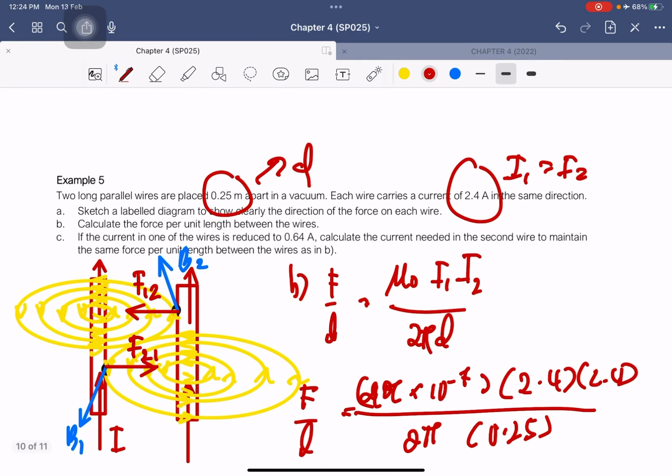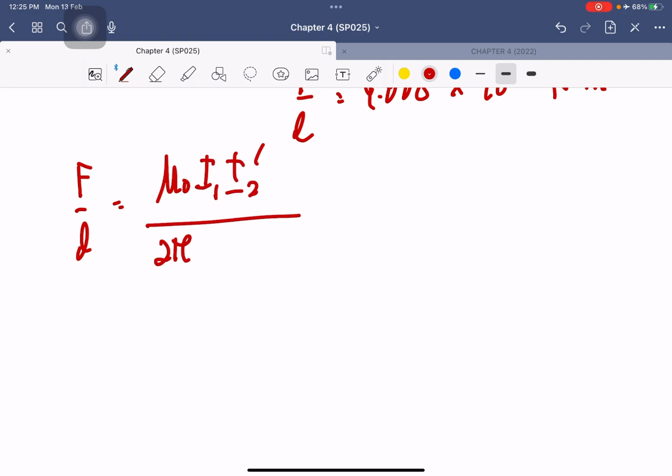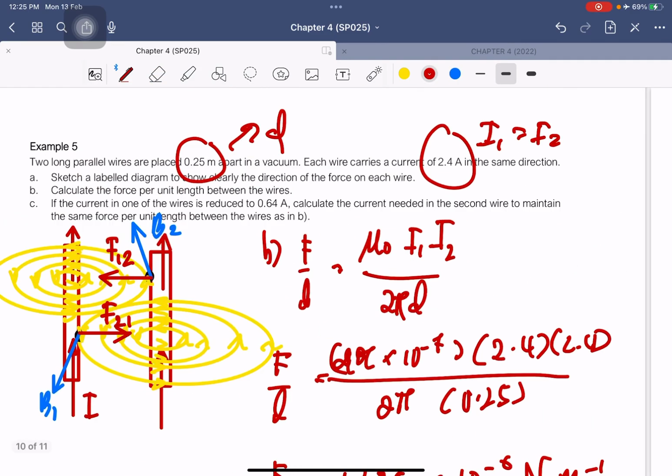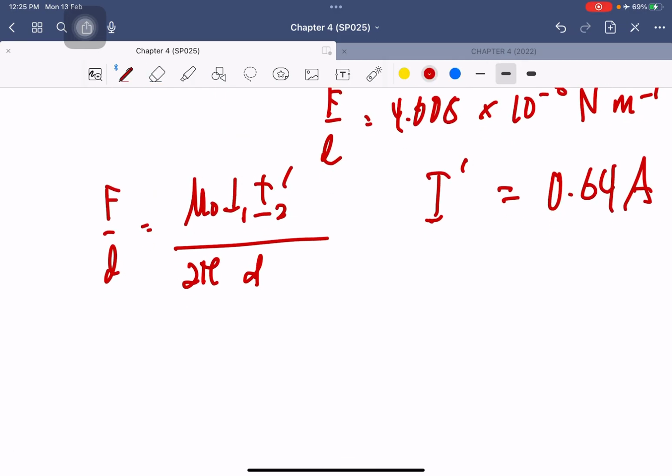For part C, it asks if the current in one of the wires is reduced to 0.64 ampere, calculate the current needed in the second wire to maintain the same force per unit length as in B. So F over L is mu naught I1 I2 over 2 pi d, and one of the currents is reduced to 0.64 ampere. Let me just check. One of the currents is reduced. So we are going to let I1 be equal to 0.64 ampere. Now we need to find the current in wire number 2 so that the force per unit length remains constant.